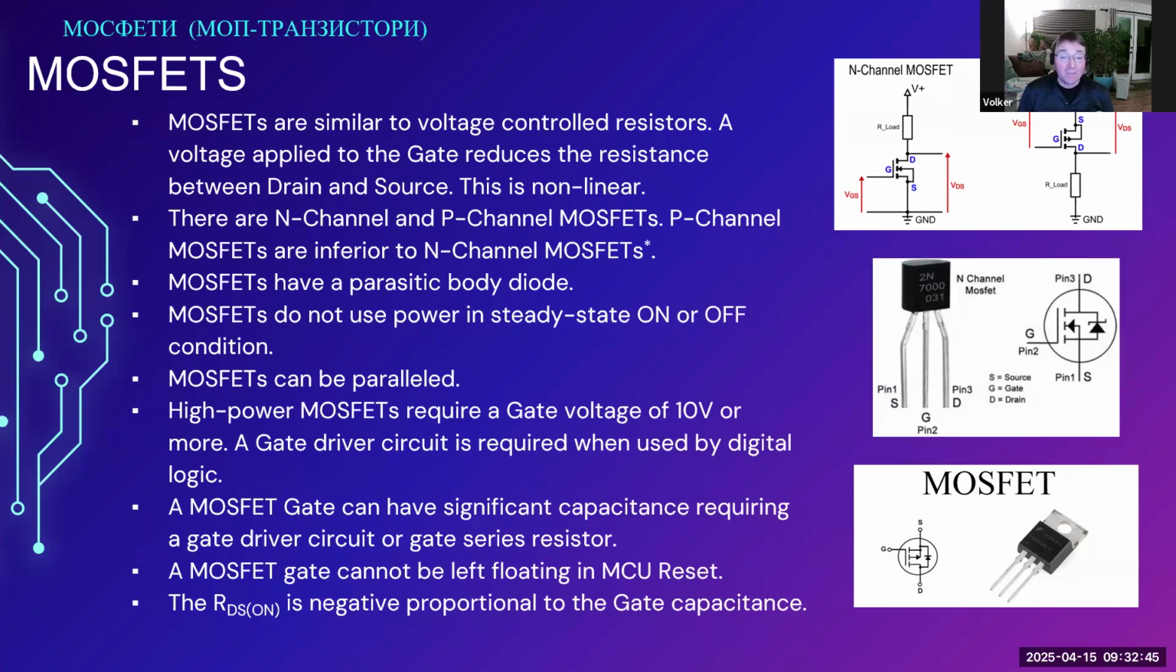MOSFETs have a parasitic body diode. This is not always displayed. For example, in the first image, the upper image on the right-hand side, where it's showing basically a low side and a high side driver, you can see that there's no integrated parasitic body diode shown. It's just purely the gate, source, and drain connections of the MOSFET.